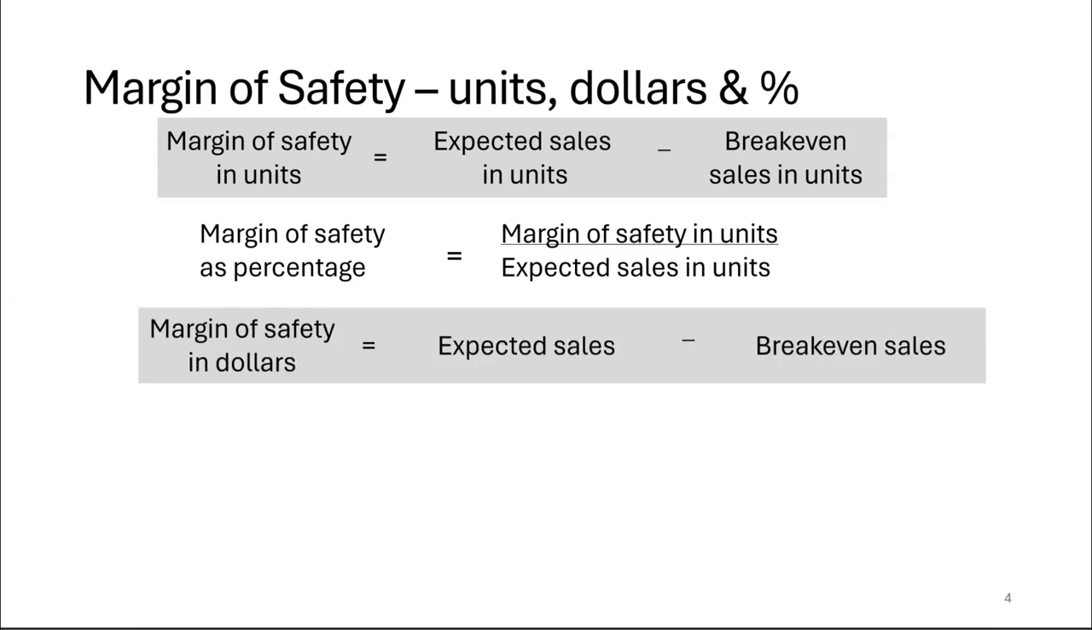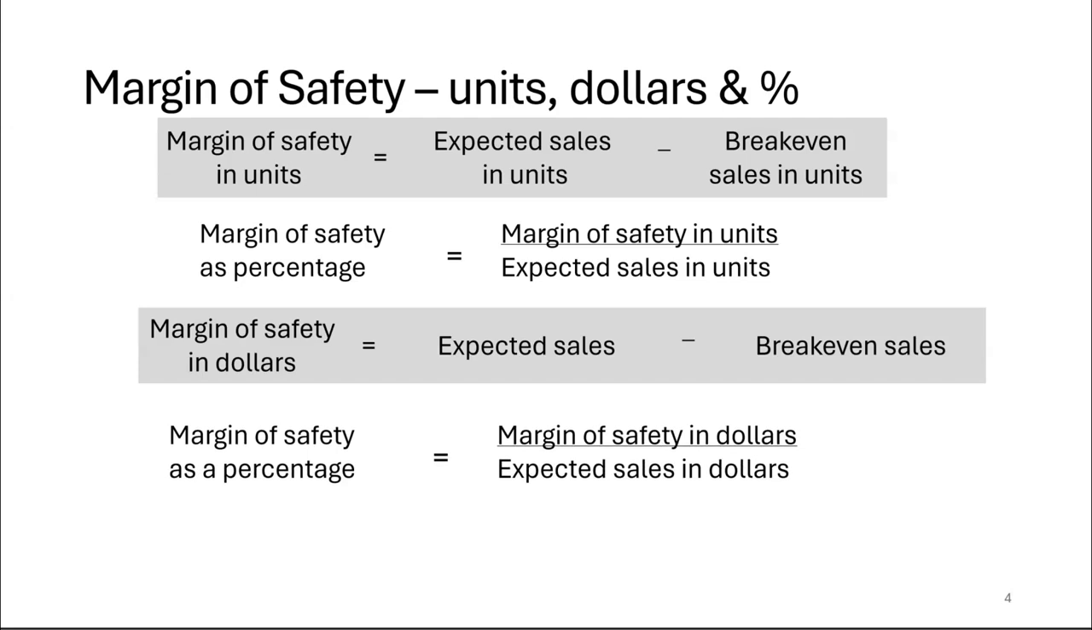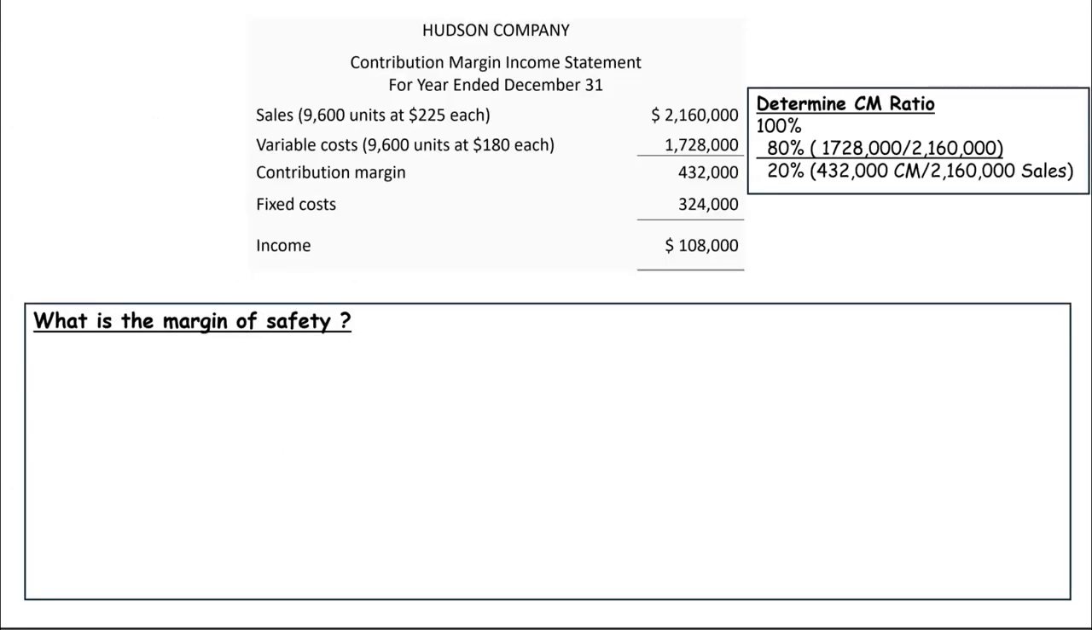Or you can look at margin of safety in dollars, which is expected sales minus break-even sales. Now, again, you can get margin of safety as a percentage if you divide the margin of safety in dollars by the expected sales in dollars. So you have two ways of getting margin of safety as a percentage. Now, the other thing to remember is that different sales levels have different margins of safety. So margin of safety, once you calculate it, only applies for that level of sales. So you have to recalculate it every time sales change.